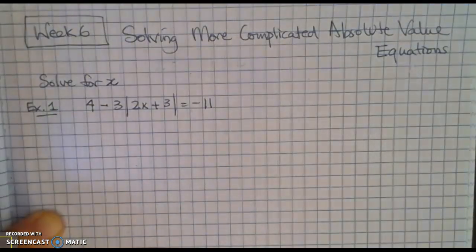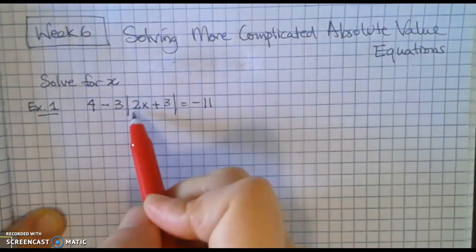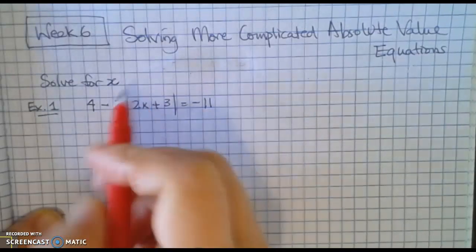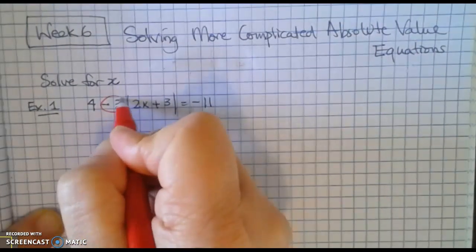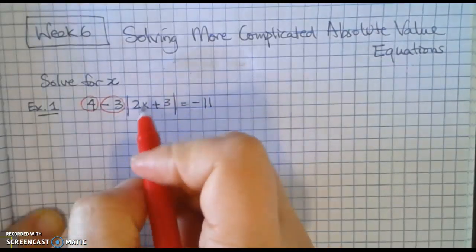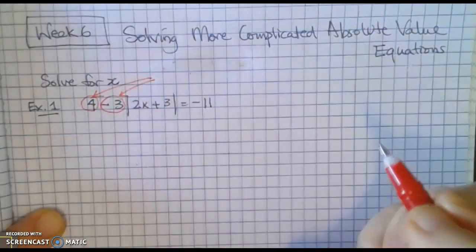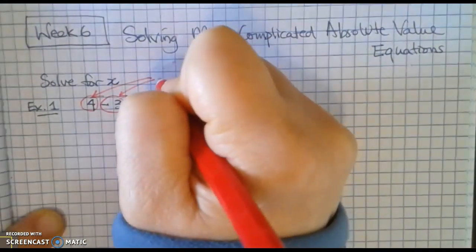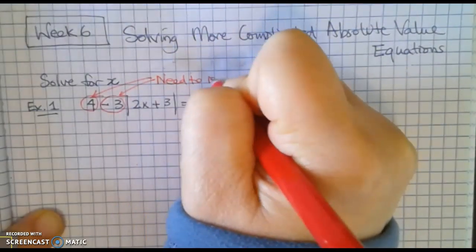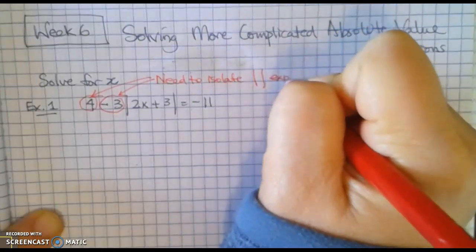Okay, so when you have a problem like this, the first thing you should notice is that there is my absolute value expression, but it's not isolated. We have this negative 3 here and this 4 here, around the absolute value expression. So the first thing you should be thinking is we need to isolate the absolute value expression first.